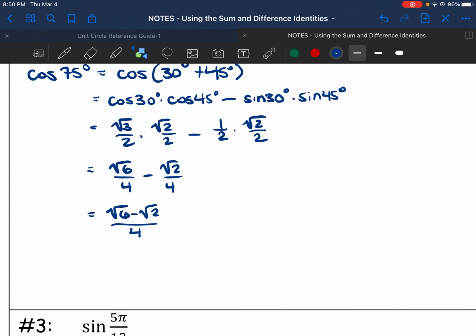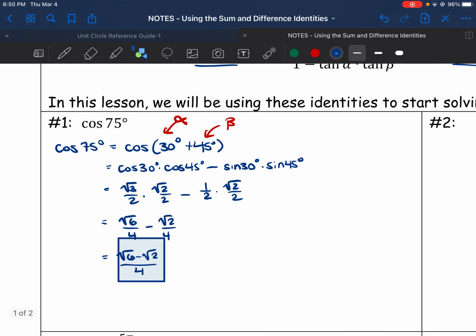And this is an exact answer. Notice we want an exact answer. So we don't want a decimal approximation, we don't want to try to use the TI-84 calculator or Desmos or anything like that. We want the exact answer, which is what we have right here. Okay, so the cosine of 75 degrees as an exact answer is the square root of 6 minus the square root of 2, all divided by 4.